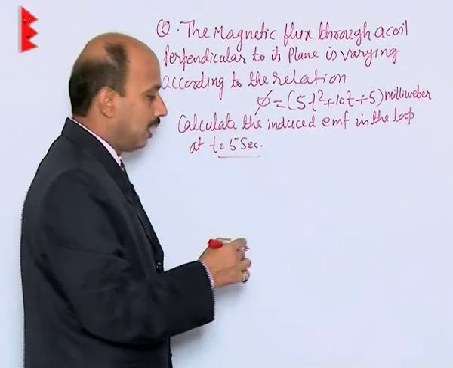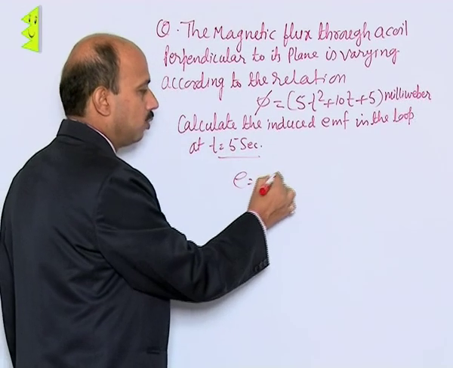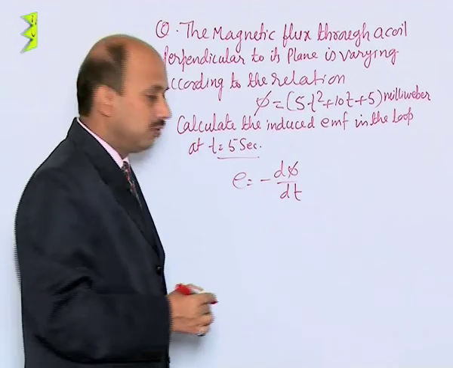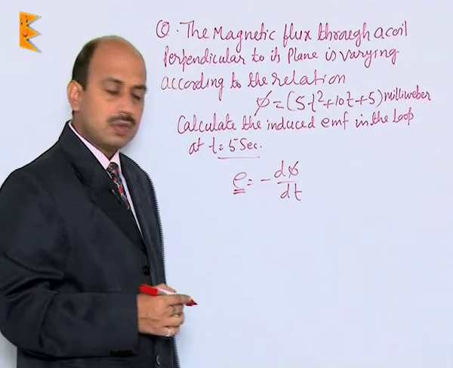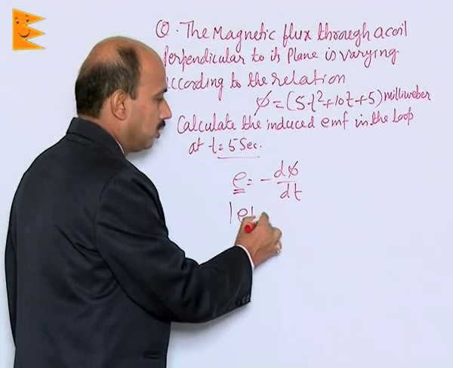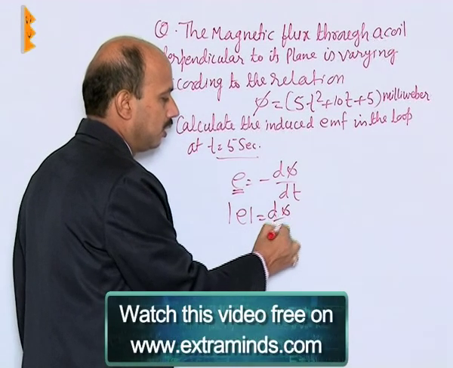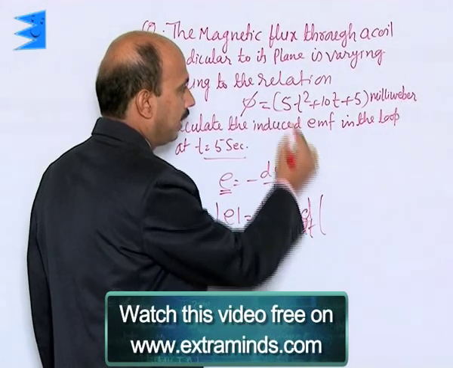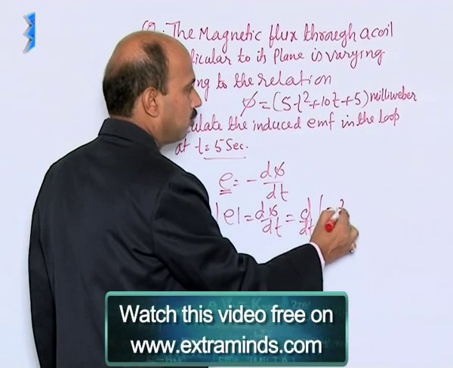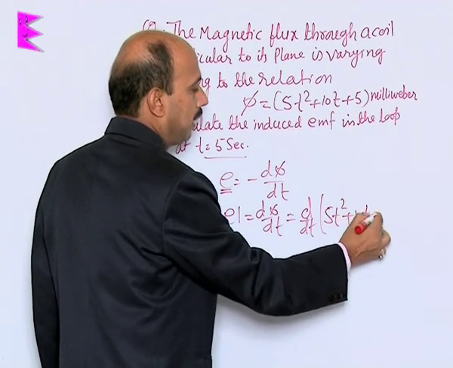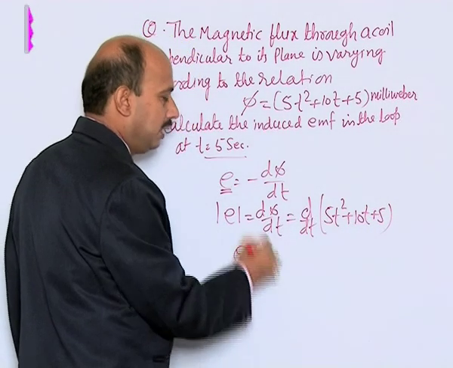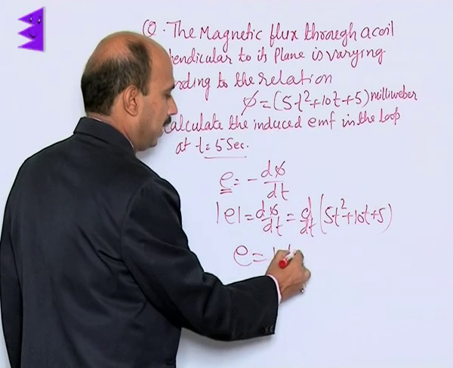You know we have done Faraday's laws, that is EMF is equal to minus d phi upon dt. This is the induced EMF E, its magnitude will be d phi upon dt, that means d upon dt of 5t square plus 10t plus 5. Differentiate it, we will be getting E is equal to 10t plus 10.